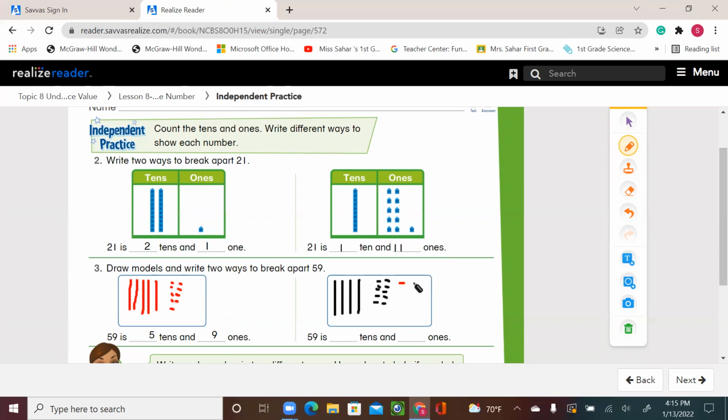1, 2, 3, 4, 5, 6, 7, 8, 9. So now how many tens do I have? 1, 2, 3, 4. Let me write 4 tens.